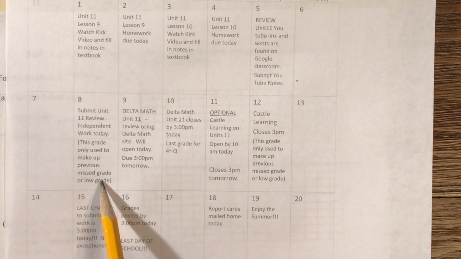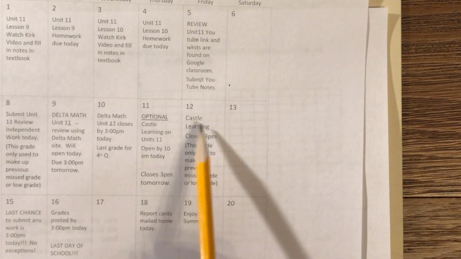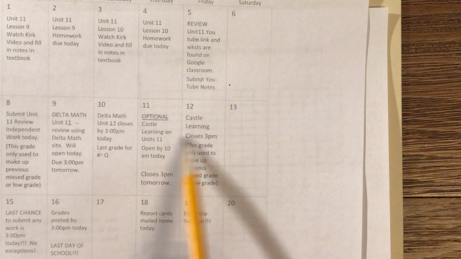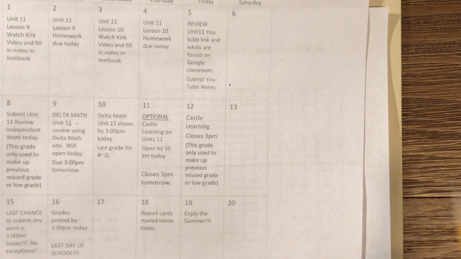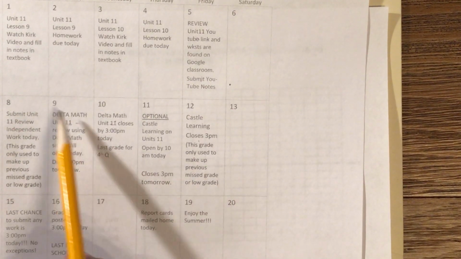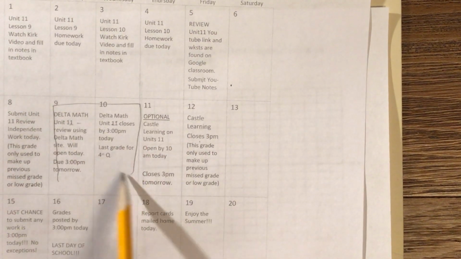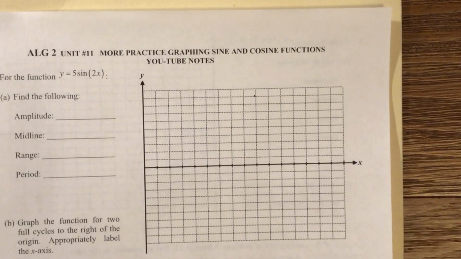If you choose to do the independent work, I'll go back and replace one of your bad grades or missing grades from earlier. And if you choose to do the Castle Learning, I'll go back and replace one of the other Castle Learnings, or if you missed a Delta Math, I'll go back and replace that grade. So there's 3 things next week. Only this Delta Math is the one you got to do. The other 2 are optional. All right, there we go.